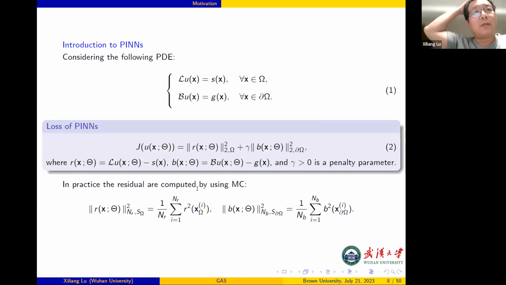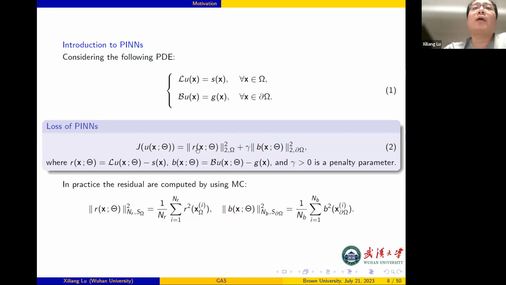All right, so let's look at the PINNs. The original idea for the PINNs is quite simple and straightforward. We want to solve these partial differential equations. We have the equations inside the domain and the boundary conditions. We just take the least square. So the loss of the PINNs is just taking the least square inside the domain, and taking the least square on the boundary. We just add them up.